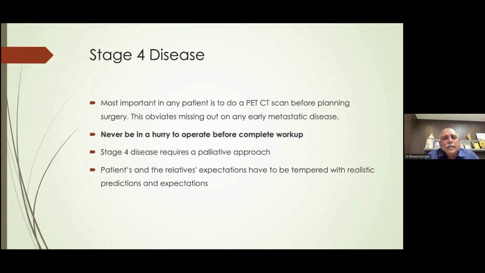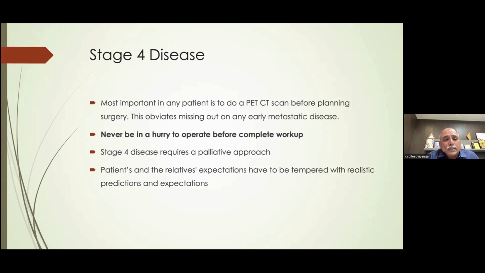Stage 4 disease. Most important in any patient is to do a PET scan before planning surgery. Because this will obviate the missing out of any early metastatic disease. We had quite a few patients with my surgical colleagues when it seems as if it is an early disease in the breast, but when a PET was done, a small nodule was seen elsewhere, which converted it into a stage 4, and so the approach turned different. So please never be in a hurry to operate before complete workup.